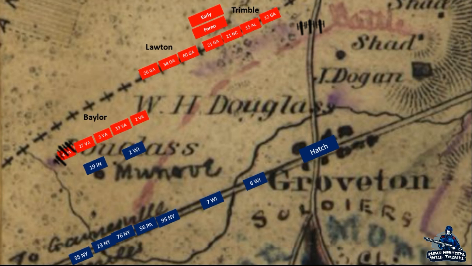Eager to get his men into the fight in order to overwhelm King's brigades, Jackson personally led part of Lawton's brigade to secure Baylor's left flank. Gibbon countered Lawton's men by calling up the 7th Wisconsin. The Badgers quickly filed in along the 2nd Wisconsin.